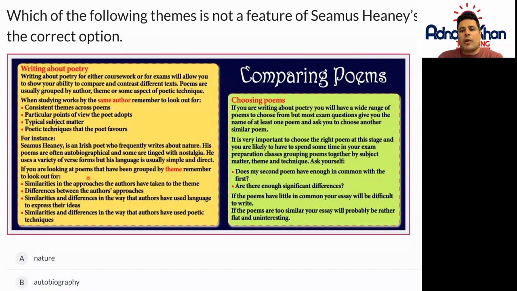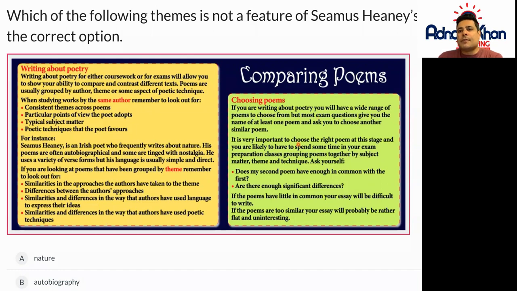If you're looking at poems that have been grouped by theme, remember to look out for the following: similarities in the approach the authors have taken to the theme, differences between the authors' approaches, similarities and differences in the way that authors have used language to express their ideas, and similarities and differences in the way that authors have used poetic techniques.